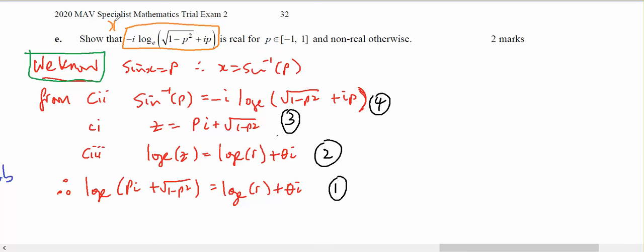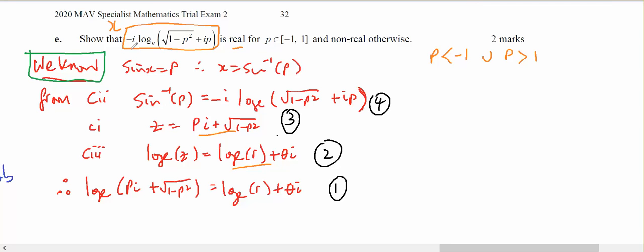So we want to show that x is real for these values of p and not real when p is less than -1 or p is bigger than 1. We also know from C part 1 that z equals p plus i times the square root of 1 minus p squared. From C part 3, the log e of z is log e of r plus theta i. Putting these together, this and this are equal to each other. Okay, so what do we want to show?